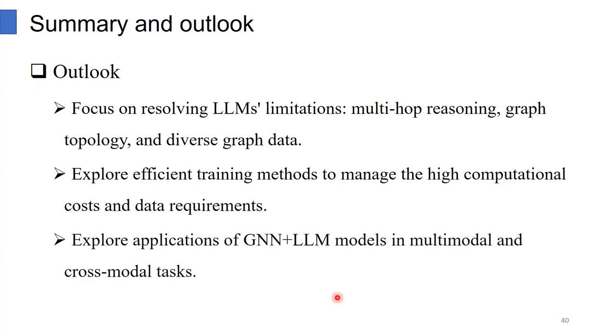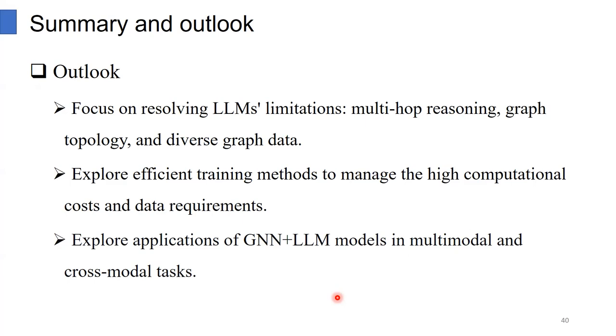All right, and then here are some outlook, all right, and potential to consider in future research. Right. First is how do we resolve LLM's limitations, right? For example, LLM may not be very good at doing multi-hop reasoning, right? It may not be able to capture graph topology in a very precise manner. So even though you can convert graph data into tokens, right? But it may not understand and capture the full topological structure, right?